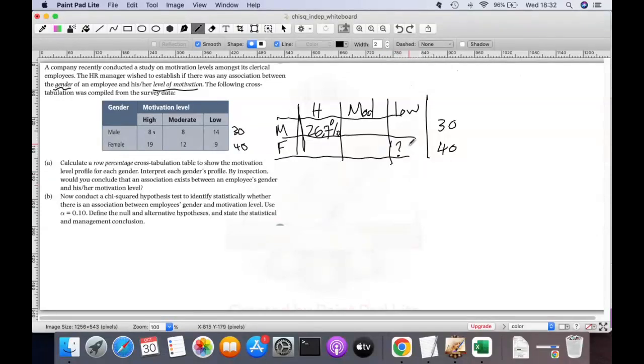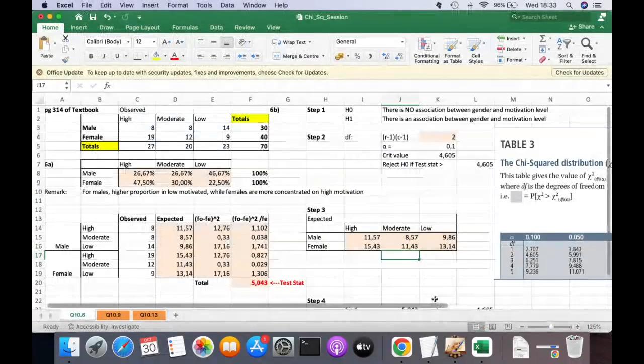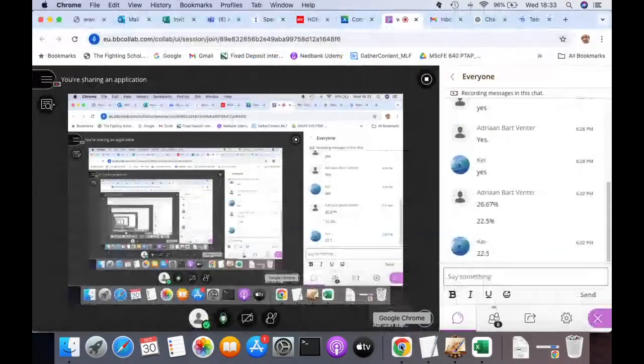So everyone probably put 9 out of 40. So here you should have 9 out of 40, and that gives you a value of 22.5%. Let's see that. 22.5. Very good.